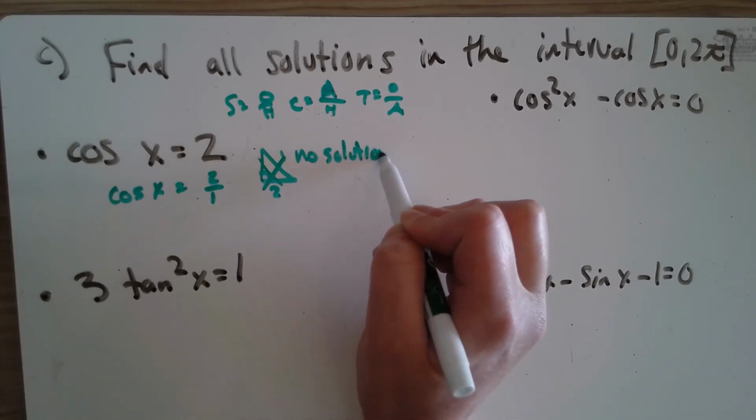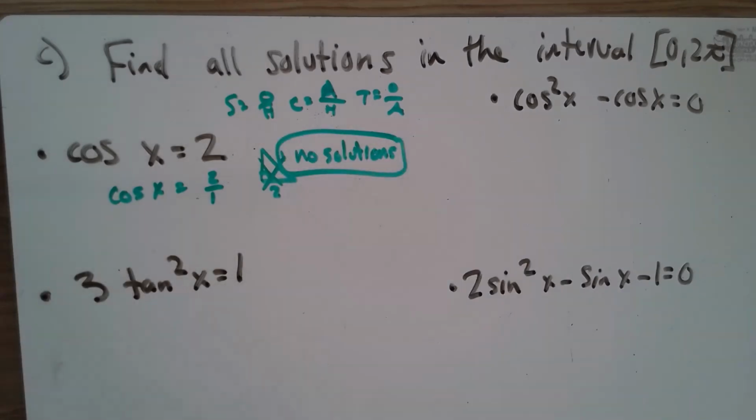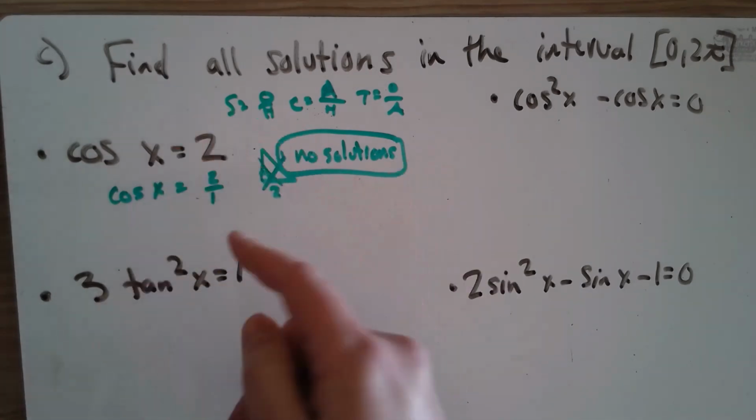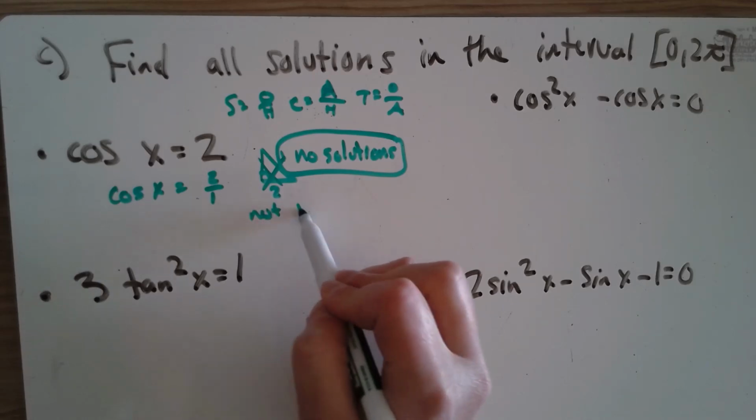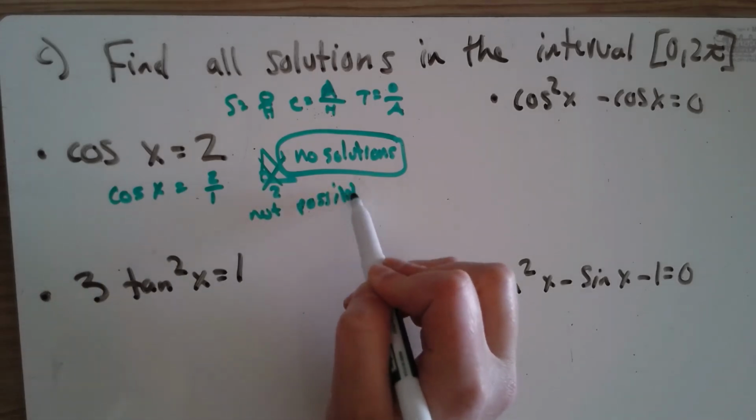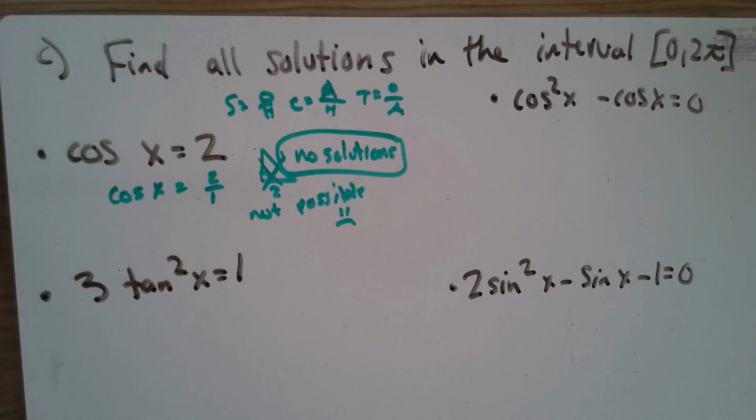I couldn't remember how to spell solutions there for a second. Okay? So that can happen. It does happen that sometimes they give you a situation, a ratio, that does not work. So no solutions, not possible. However you want to identify it is fine. Okay, so then let's look at this next one.